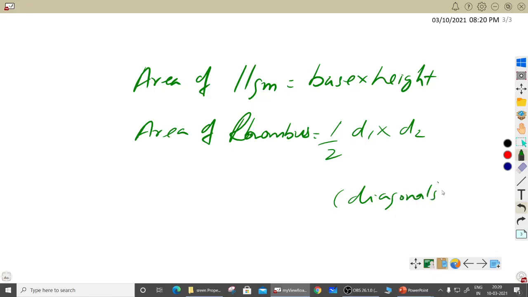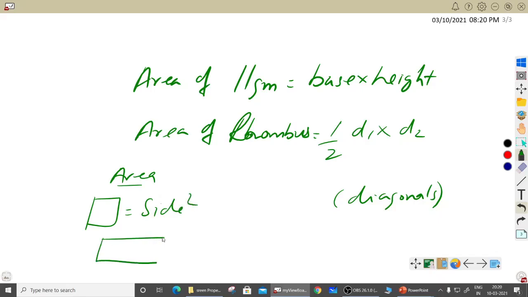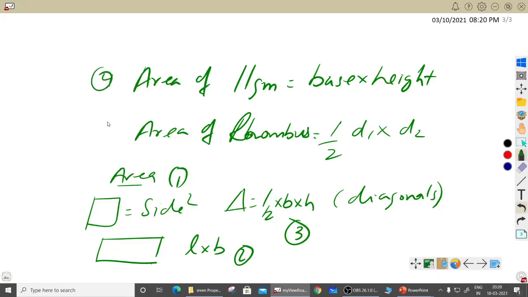My dear students, simply apply this common sense and the earlier knowledge of square. The area of a square is side squared, of a rectangle is length into breadth, of a triangle is half base into height. All these formulas of area together will help you to solve the problems in this chapter. Do it yourself and become strong. Thank you.